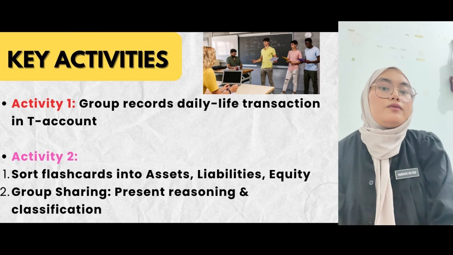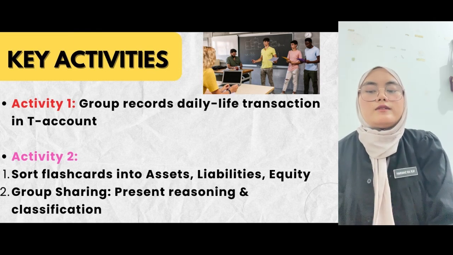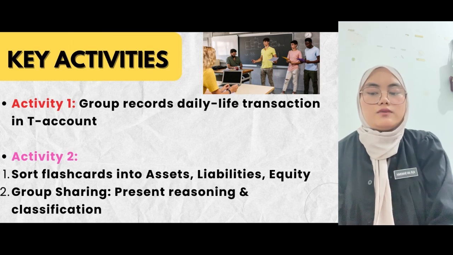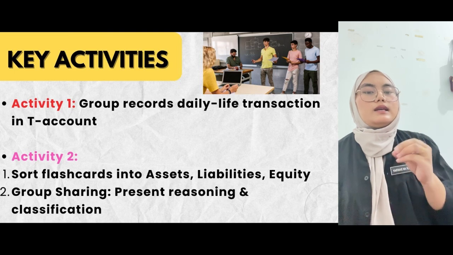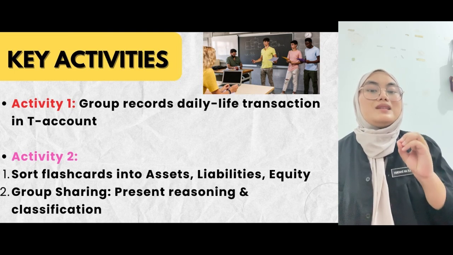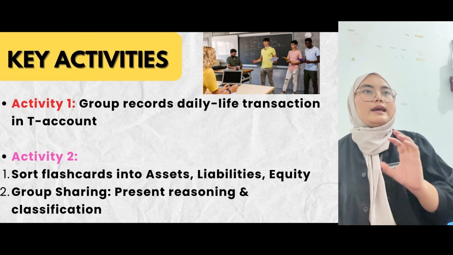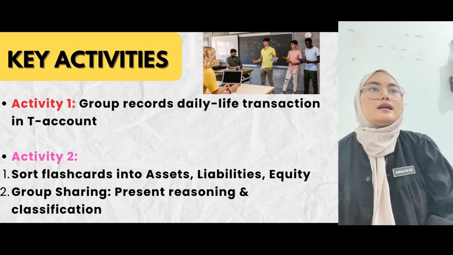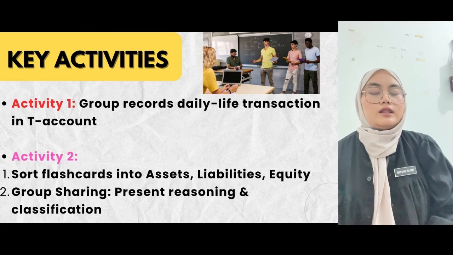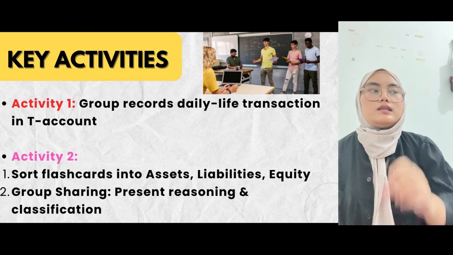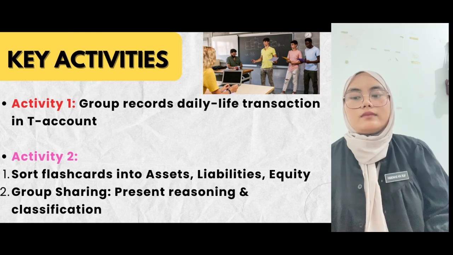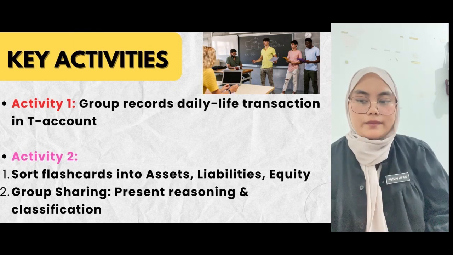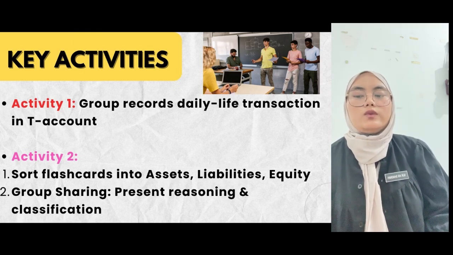to avoid confusion. So for activity 2, each group will receive flashcards, and each flashcard will give a situation of a business transaction. For example, Mr. Enterprise buying new equipment in credit terms, so they will think about this transaction, which accounts will be affected. Next is the group sharing, which is 18 until 22 minutes.